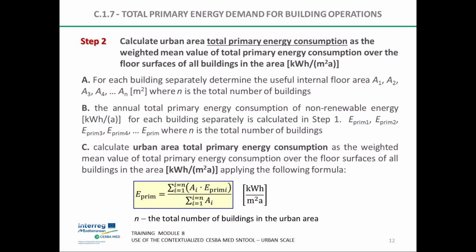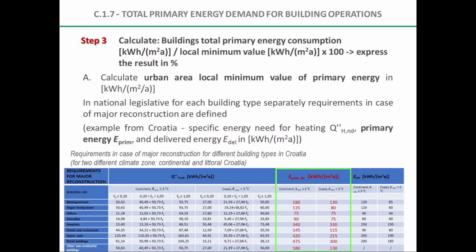We calculate the urban area total primary energy consumption as the weighted mean value of primary energy consumption over the floor surfaces of all buildings in the area. And then, using the formula depicted, we calculate the urban area total primary energy consumption as the weighted mean value of total primary energy consumption over floor surfaces for all buildings. Step 3.